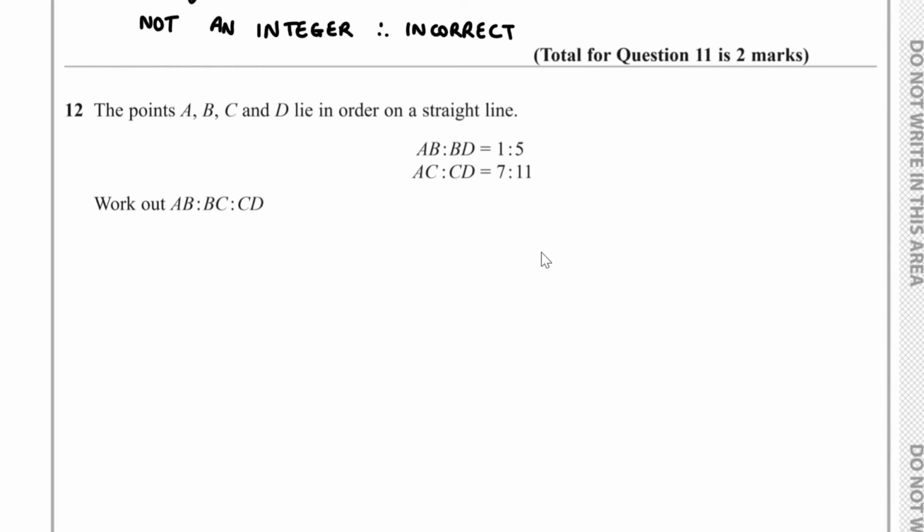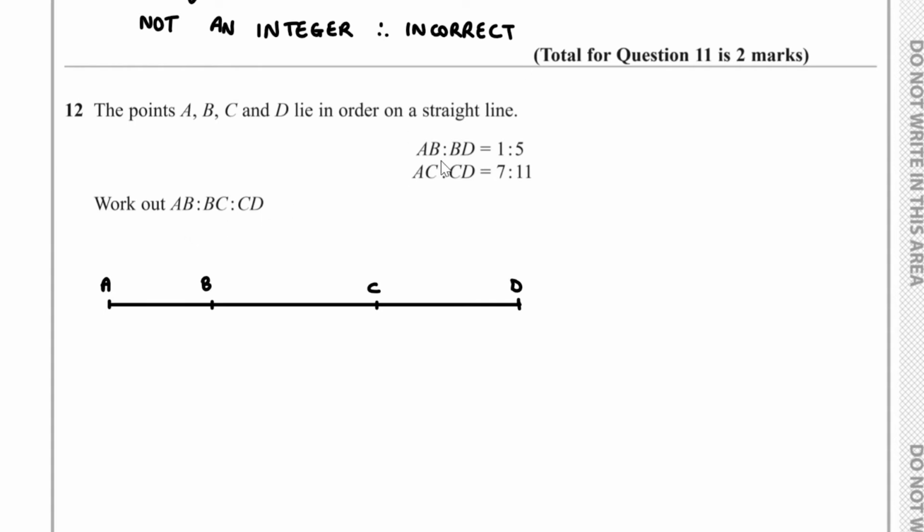Question number 12. The points A, B, C and D lie in order on a straight line. The ratio AB to BD is 1 to 5 and the ratio AC to CD is 7 to 11. We have to work out the ratio AB to BC to CD. Well, I think here it will be a good idea to draw a straight line with the points A, B, C and D. So here we've got a straight line and we've got the points A, B, C and D.